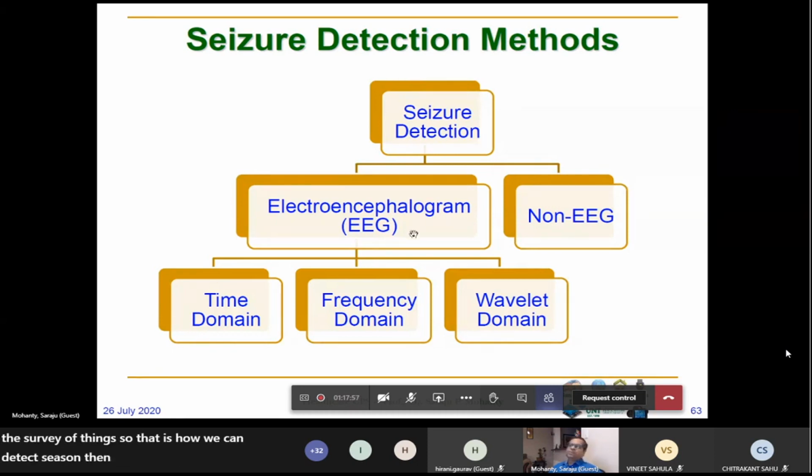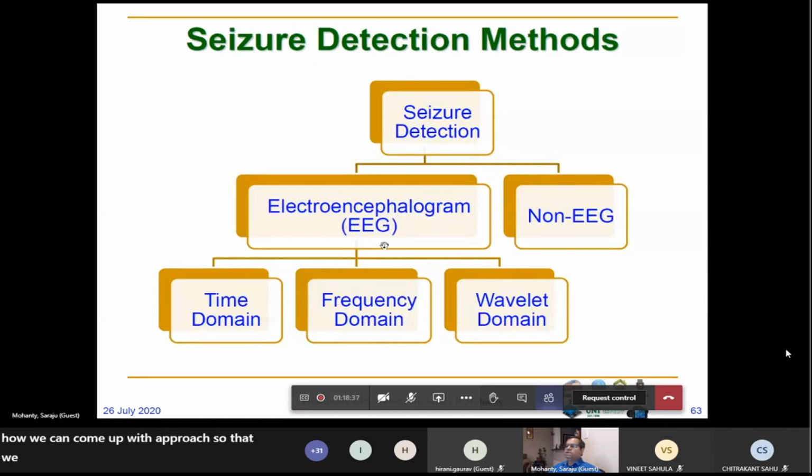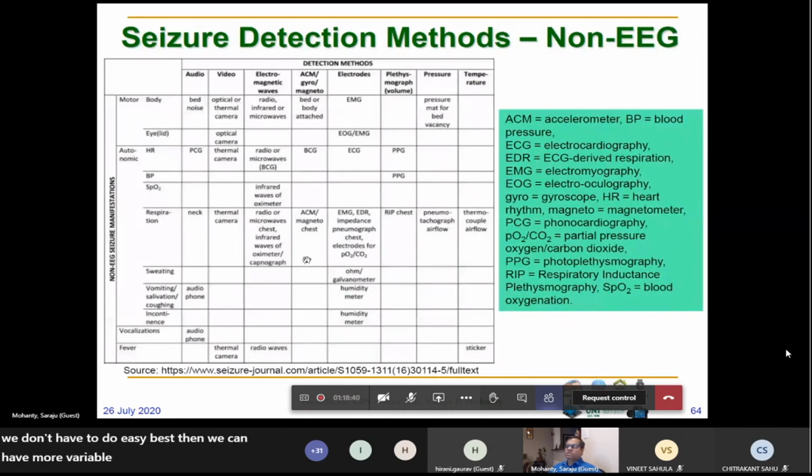Then comes the control aspect again. EEG is something that people put a lot of emphasis on because it is more accurate. One can analyze it in the time domain, frequency domain, and wavelet domain, but non-EEG is also an important aspect, because you cannot have a smartwatch-like device with EEG signal analysis. Non-EEG based methods, as I see, are not highly accurate, but there is a lot of effort. People are trying with accelerometer data, blood pressure data, and so on, to come up with an approach so that we don't have to use EEG and can have more wearable devices. EEG based needs something connected to the head as a cap or hat.